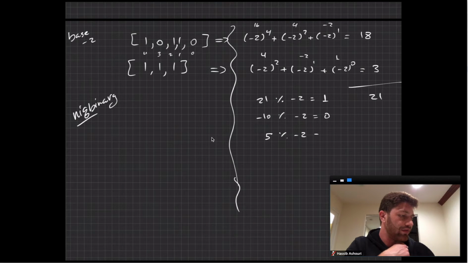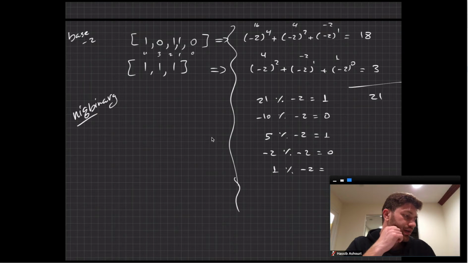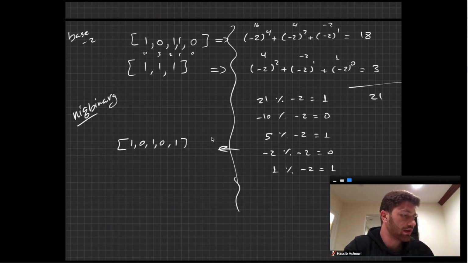And dividing the 5 by negative 2, I'll get a remainder of 1, and I'll get a negative 2 right here. Divided by negative 2, I'll get a remainder of 0, and I'll get a 1 right here. Then for this one, I'm dividing by negative 2, and I'll get a remainder of 1. I got my array, so the result that will come out from this side is equal to 1 0 1 0 1. To look at this and see if we actually get 21.